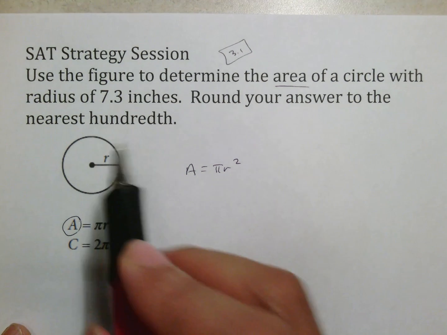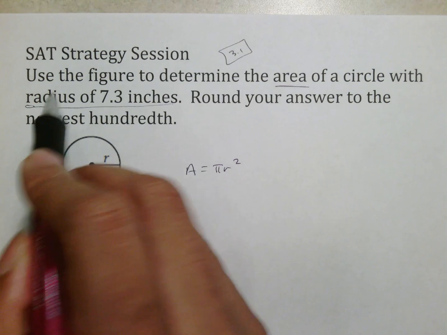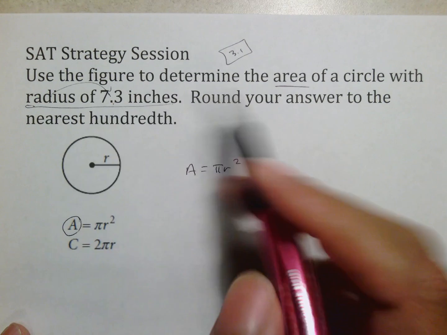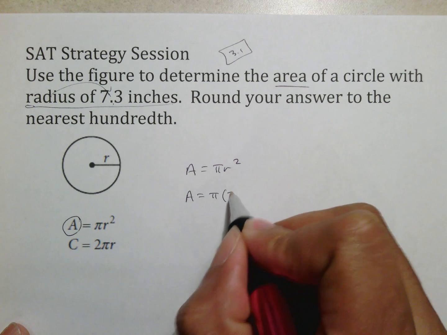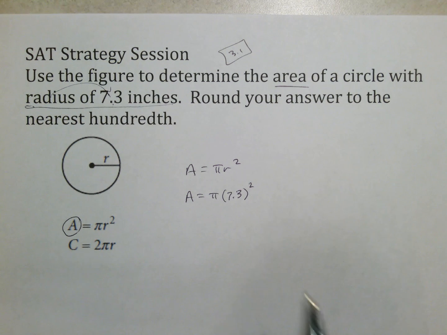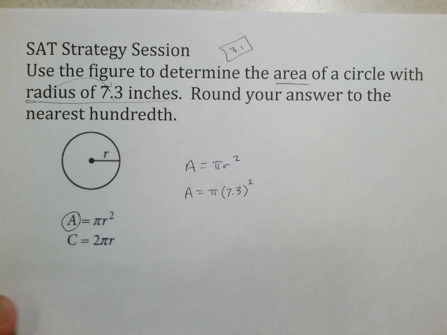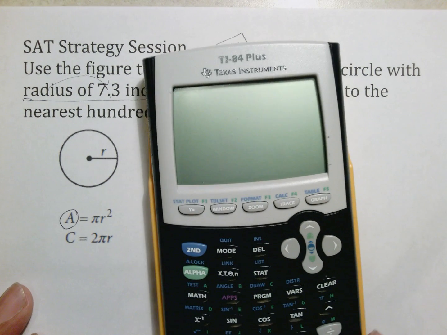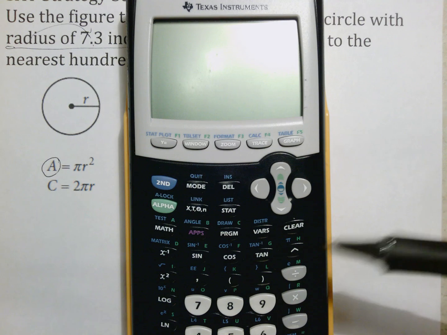The second thing we need to understand is that this has a radius of 7.3, which means if the radius is 7.3, then I should be putting 7.3 in for r. If you remember what I taught you earlier, I said every time you turn a letter into a number, use parentheses. And so we are looking at area equals pi times 7.3 squared. In your calculator, let's see if we can find the pi button. First off, pi has a value of 3.14.